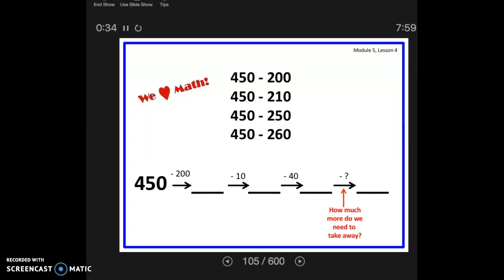Hi friends, we're on Module 5, Lesson 4. And today what we're going to be doing is subtracting using the arrow way. I need you to have your dry erase board, your marker, and your sock.